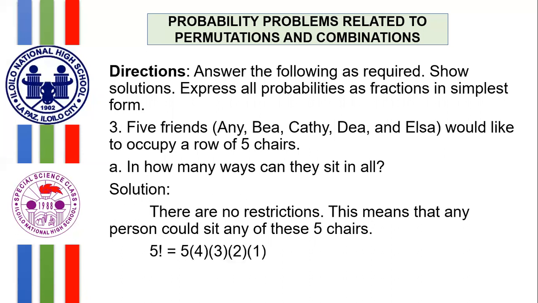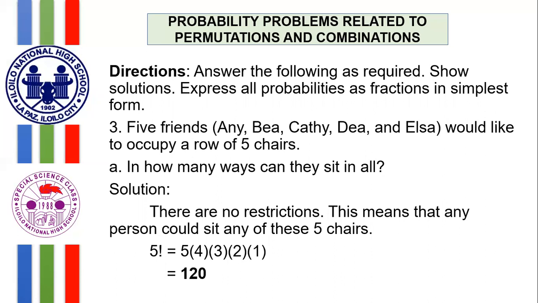So that would be 5 factorial. In the first seat, 5 people could sit there. In the second seat, only 4 could sit, since the first one has already occupied a seat. Then there are 3 more for the third seat, then 2 more for the fourth seat, and 1 more for the last seat. And that is 120. So there are 120 ways for these 5 people to sit in all.